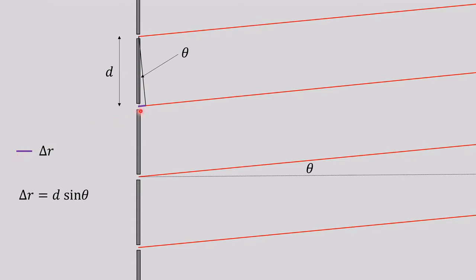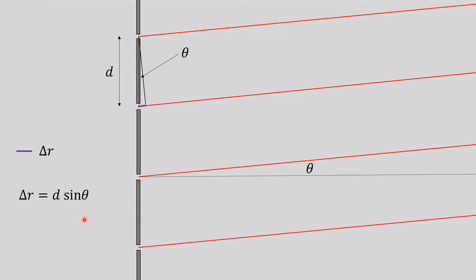That's the side opposite theta. So we take the hypotenuse, which would be the slit separation, we multiply by the sine of theta, and that gives us the extra little distance that the bottom wave has to travel. We've seen this already. So these two waves may or may not arrive in phase. They may be interfering constructively at the screen or destructively or something in the middle.